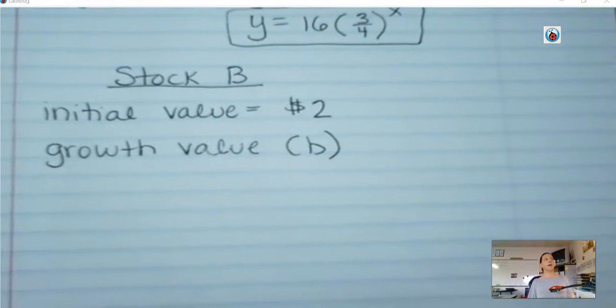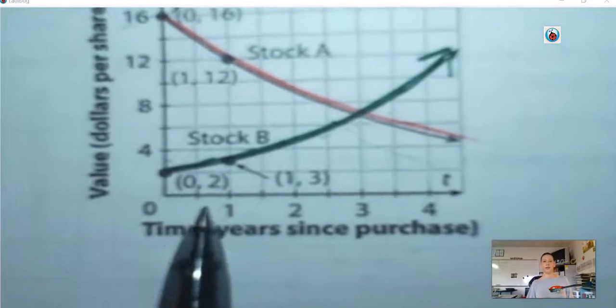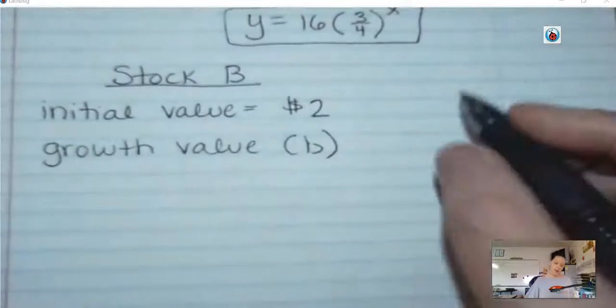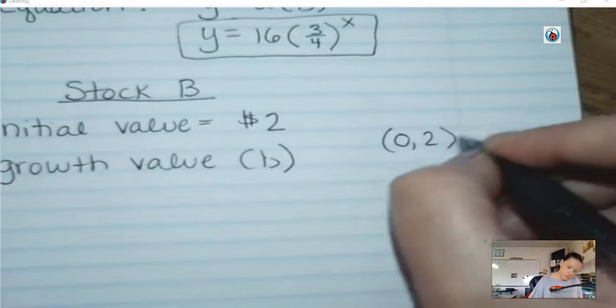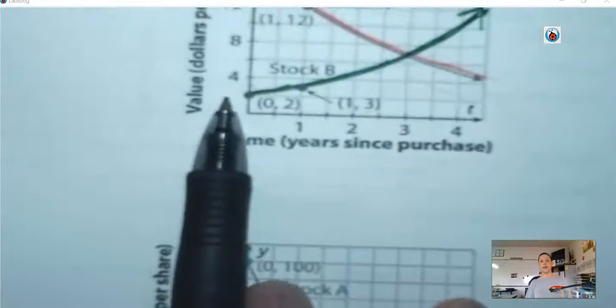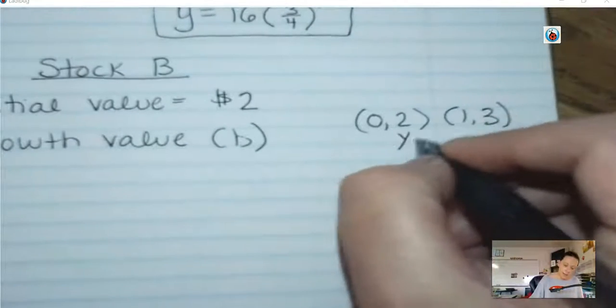Okay, so we need 2 points. If you look at the graph, it'll give you the 2 points. We have 0, 2, and then we have 1, 3. So in 1 year, that share will be worth $3. So go ahead and use 0, 2 and 1, 3. Remember, it does matter the order. 0, 2 came first before the 1, 3. So this 0, 2, that 2 has to be your y sub 1. Then the next point is going to be your y sub 2.